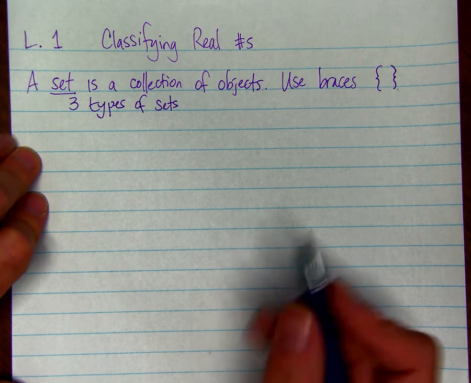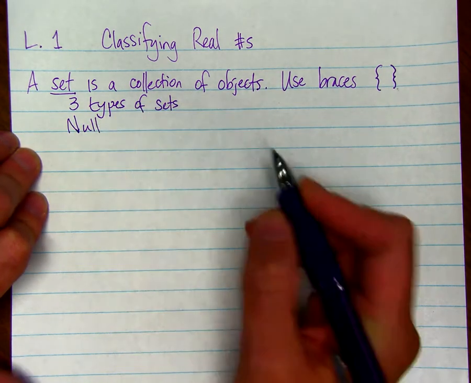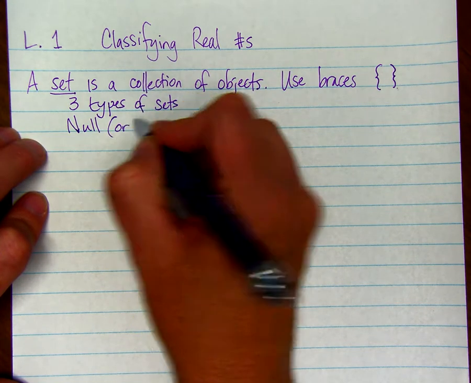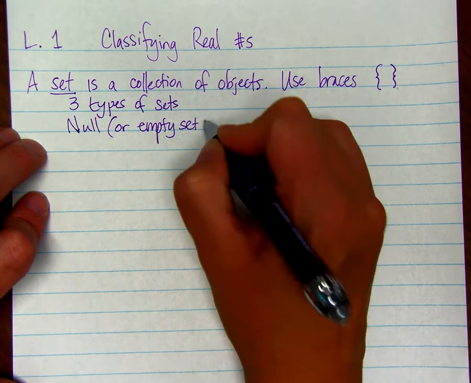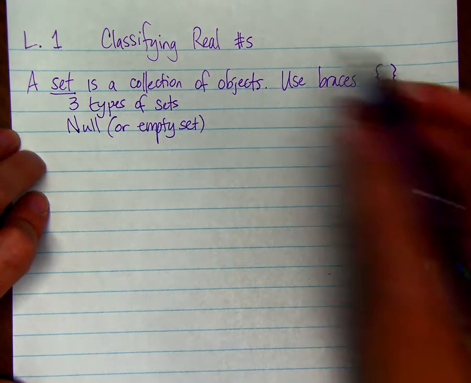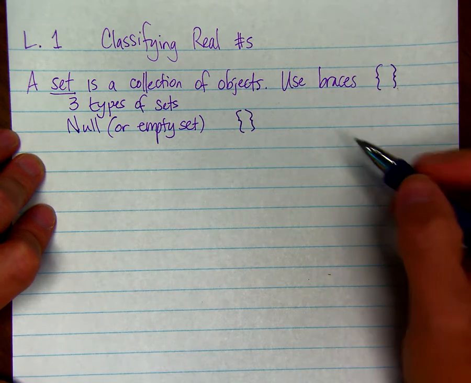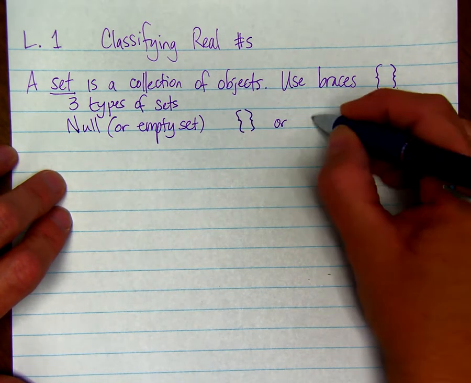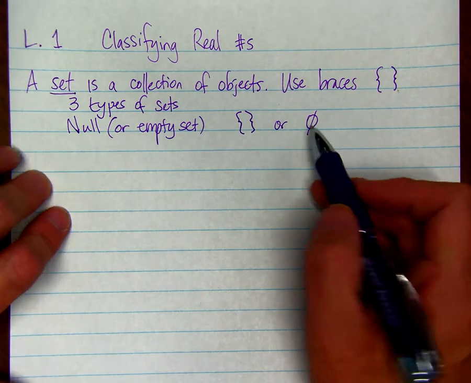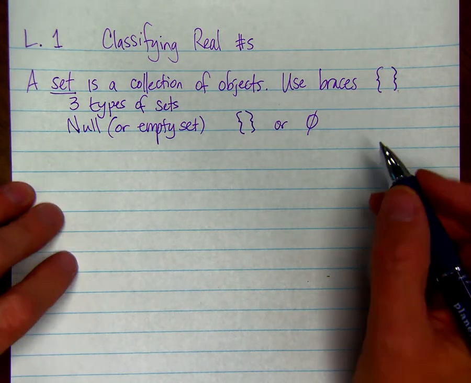The first one's the null or empty set. So if you don't have anything at all in it, it's called the null set. The way we write that is we just write our braces with nothing in them. That shows that that's the empty set. Or we can use a 0 with a line through it, which stands for the null set. Both of these stand for the null or empty set.